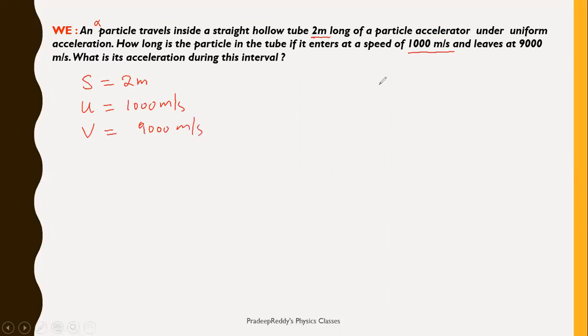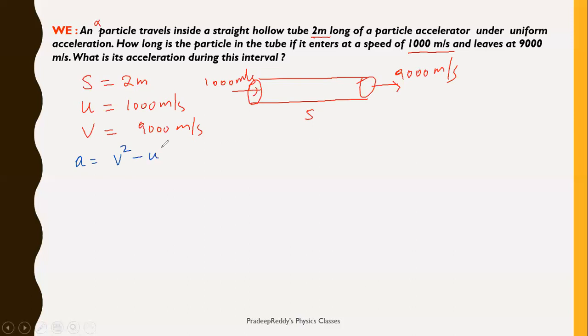So let me take, this is a particle accelerator, and when the particle is entering here, it has velocity 1000 meter per second, and when it is coming out, it has 9000 meter per second. What is the acceleration during this interval? And the distance length is also mentioned, it is 2 meter. You should now find out acceleration. For finding out acceleration, we have the basic relation: A is equal to v square minus u square divided by 2s.